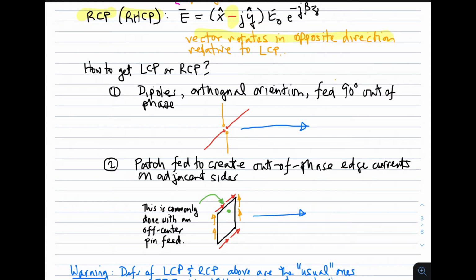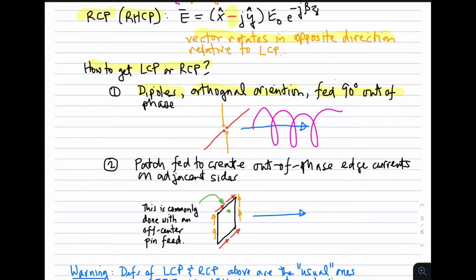So, how do we get left circular polarization or right circular polarization? Well, as we just showed above, we can do it with two dipoles. We put them in an orthogonal orientation, and we feed one of them 90 degrees out of phase with respect to the other one, and we will get that circular polarization as we just demonstrated.